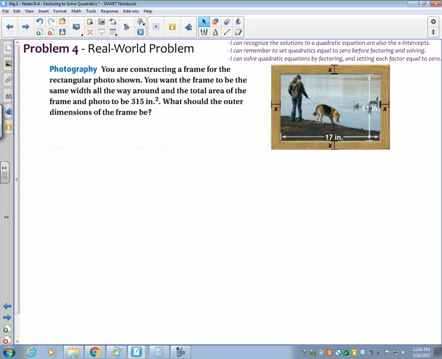Okay, so we're making a frame for a rectangular photo. We want the frame to be the same width all the way around. That's this little guy right here. And the total area of the frame and the photo to be 315 square inches. What should the outer dimensions of the frame be? So we want the total area of the frame and the photo.